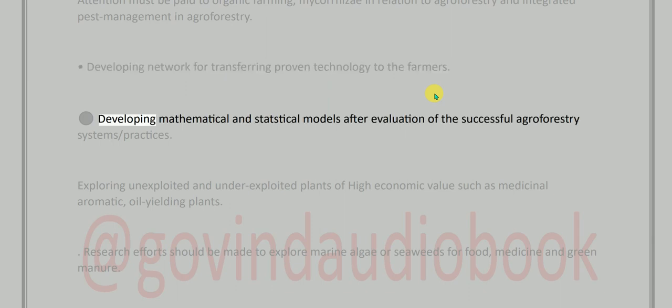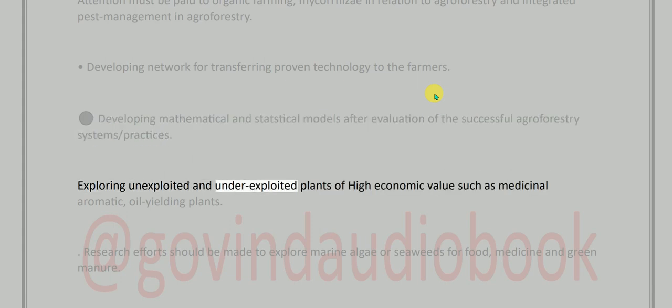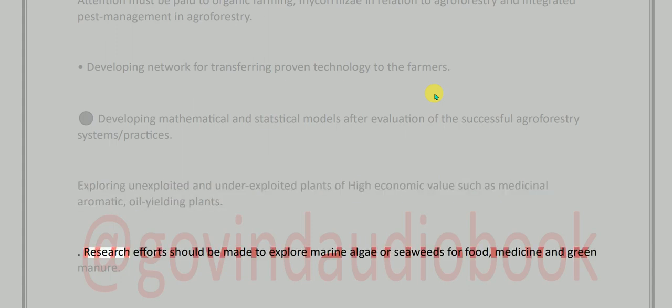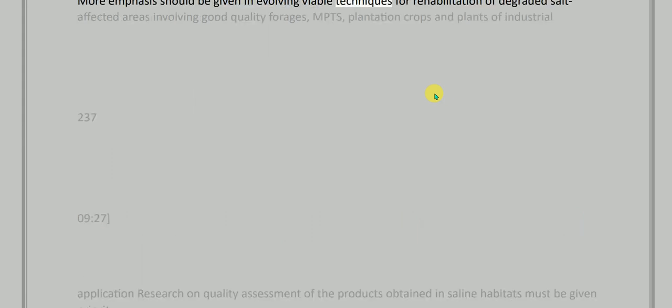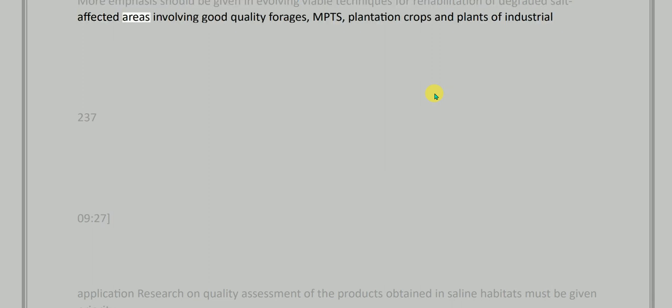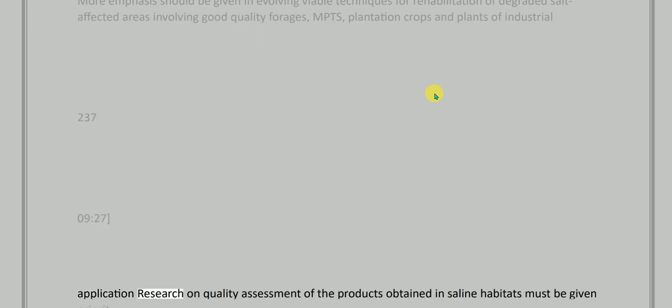Developing mathematical and statistical models after evaluation of the successful agroforestry systems practices. Exploring unexploited and underexploited plants of high economic value such as medicinal, aromatic, oil-yielding plants. Research efforts should be made to explore marine algae or seaweeds for food, medicine and green manure. More emphasis should be given in evolving viable techniques for rehabilitation of degraded salt-affected areas involving good quality forages, MPTs, plantation crops and plants of industrial value. Application research on quality assessment of the products obtained in saline habitats must be given priority.